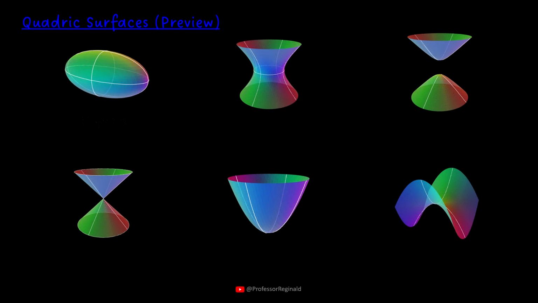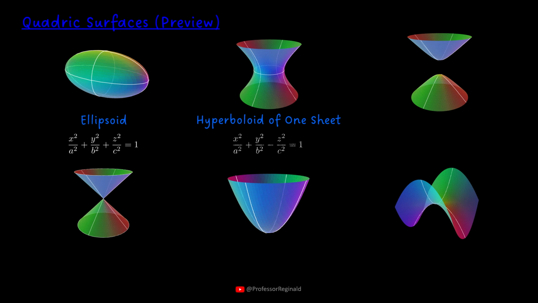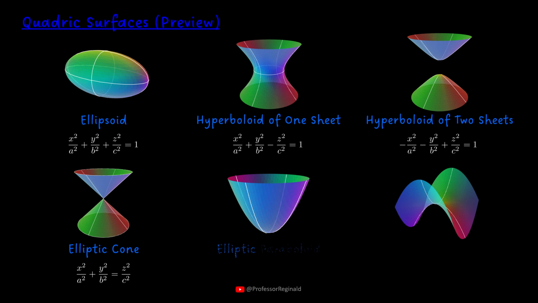Quadric surfaces. The graph of a second-degree equation in three variables x, y, and z is a quadric surface. There are 6 types of quadric surfaces: ellipsoid, hyperboloid of one sheet, hyperboloid of 2 sheets, elliptic cone, elliptic paraboloid, and hyperbolic paraboloid.